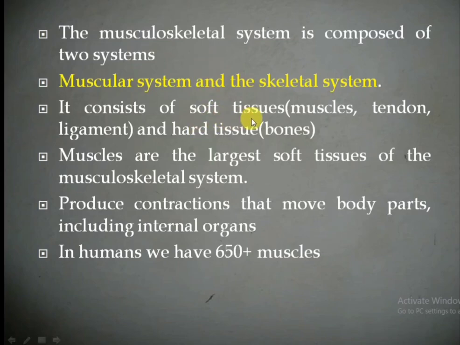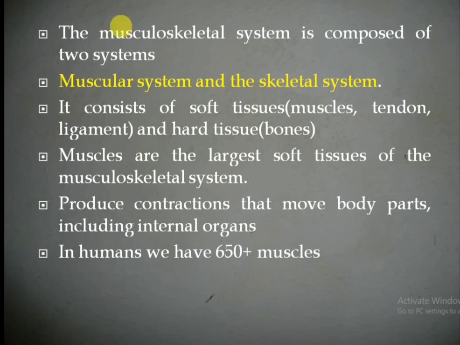Soft tissues are muscles, tendons, ligaments. Hard tissues are bones. So we will see about the muscles. Muscles are the largest soft tissues in the human body. What these muscles do is they produce contractions, and with the help of those contractions only we are able to move the body parts. As well as that, we are able to move the internal organs also.